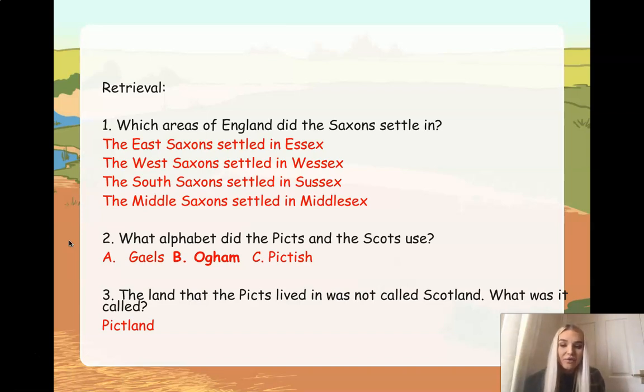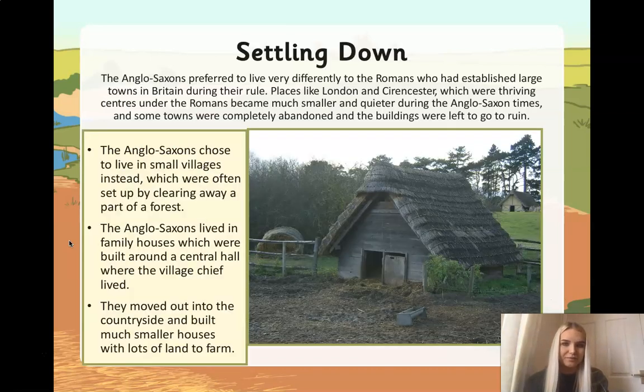Finally then, number three, the land that the Picts lived in was not called Scotland at the time. Now it's called Scotland, but when the Picts lived there and when they controlled the land, it was called Pictland. Okay? So well done for remembering that.